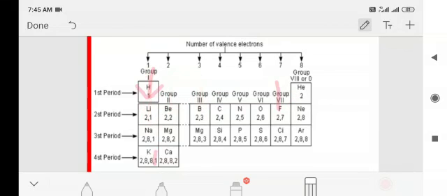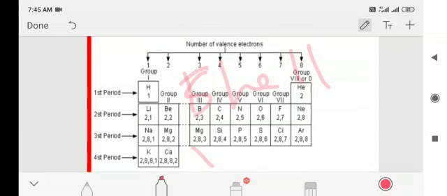So an atom's place can be identified by its shell as well as by its valence electron. The valence electron will tell you about the group, and the shell will give you a hint about the period. You write the electronic configuration of one element and practice by yourself. Thank you.